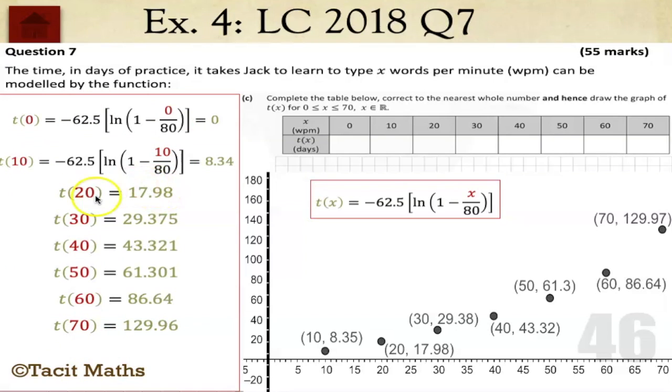Once you have that, then these are your coordinates. 30, 29 would be here, 50, 61 would be here, 70, 129 is up here. And you should also be aware what a natural log function looks like. It's going to be that kind of curve there. The reason it's going up like this is because it's a minus there, but you don't need to worry about that. You should know anyway that it's going to be that kind of smooth curve.